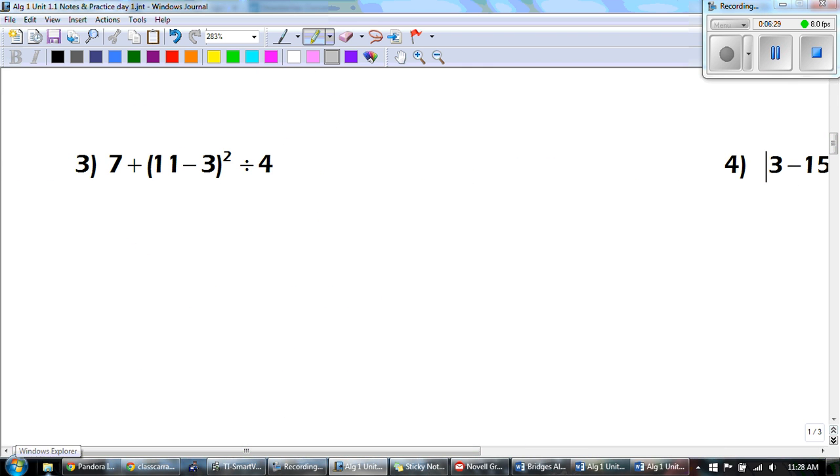All right, number 3. This is the first time that we've seen parentheses. Remember that we do what's inside the parentheses first. So 7 plus whatever 11 minus 3 is, which is 8.